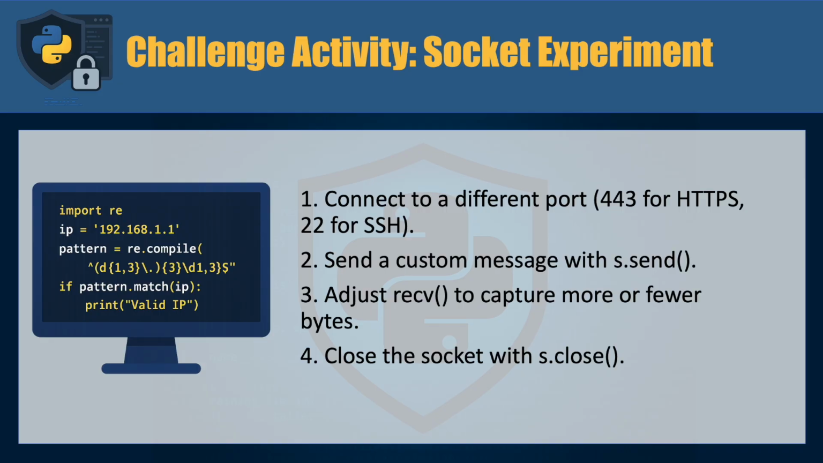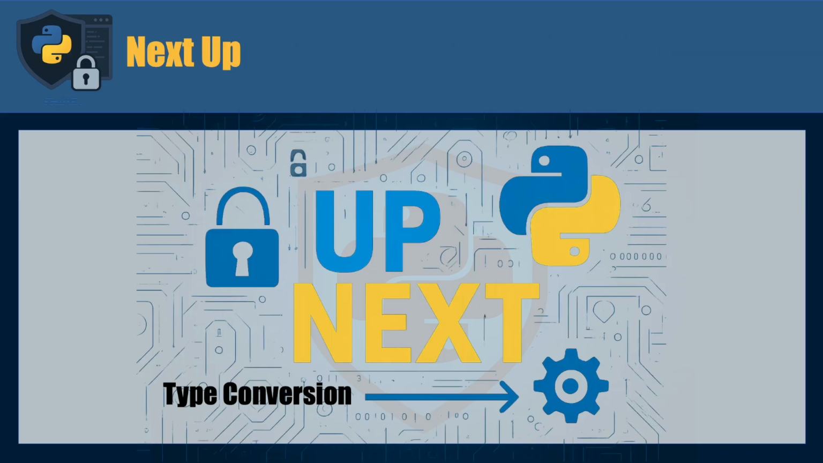So go ahead on your own, experiment with that socket activity we just did, and maybe change the port to port 443 and see what happens, or port 22 and see what happens. See if you can send a custom message with s.send. Also adjust how many bytes you capture to see what the result is, and make sure you close the socket when you're done. This will prevent resource or memory leaks. In the next lecture, we'll jump into type conversion.